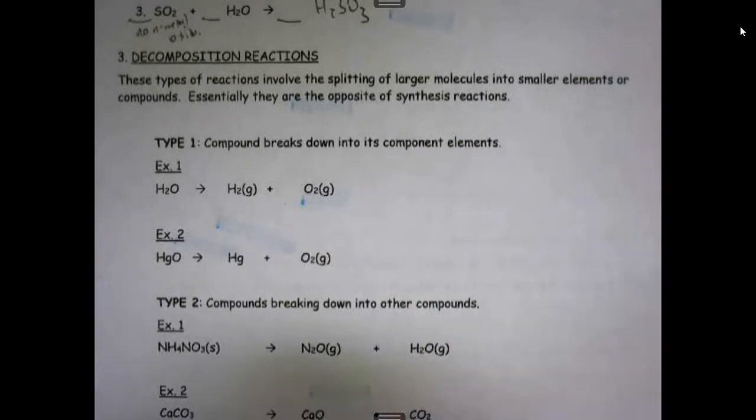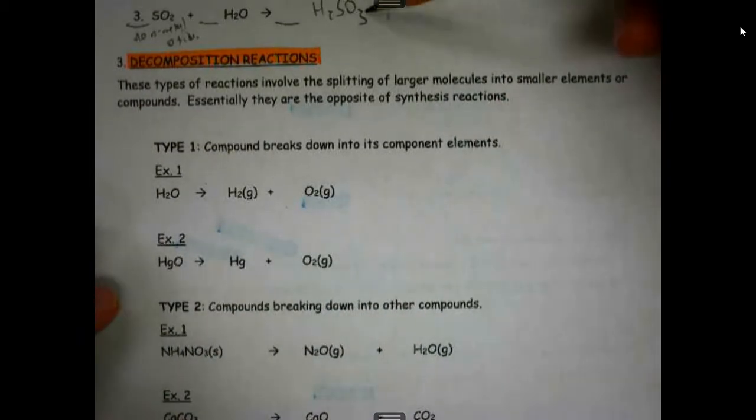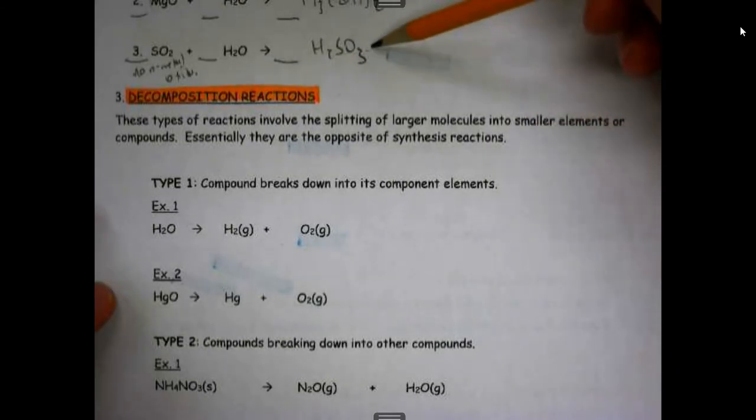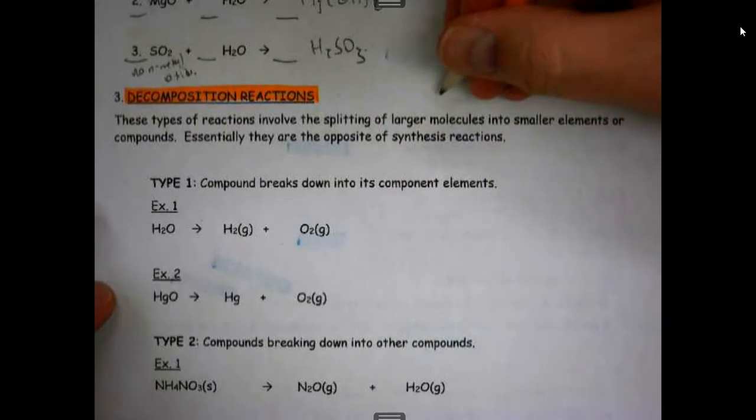Okay. Now, what we're going to take away from this is that if it's the opposite, synthesis started off by making one product, but decomposition is going to start off, kind of like going in reverse. And this way, you only have one reactant.